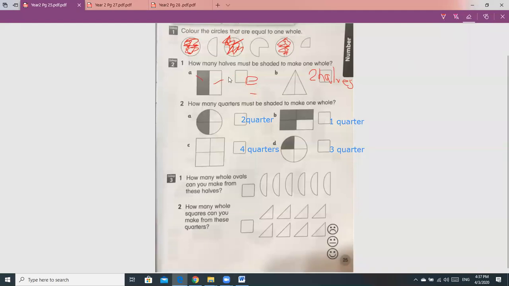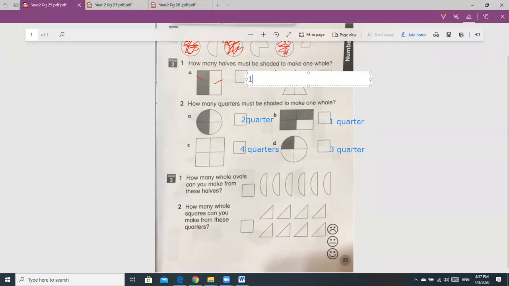I will write this one in a good way. Okay. So I need here 1 half, and I need here 2 halves.